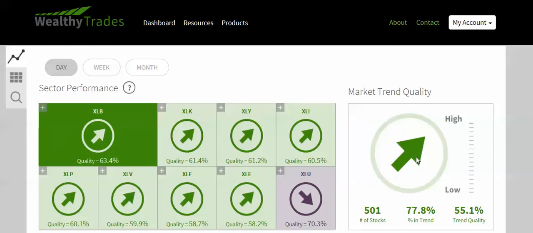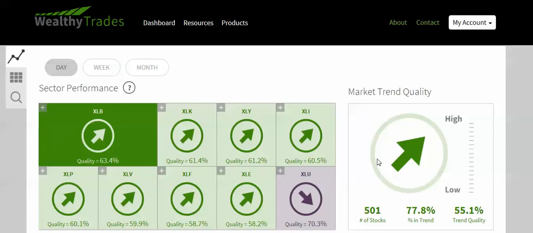What you'll see on WealthyTrades.com is that there is always a trend. I said that there are 3 different biases a trader can have. You can be bullish or a buyer, you can be a seller or bearish, or you can be neutral. But you won't see that on the market trend quality score. You'll either see up or down. Down will look like that. So where does the neutral bias come in?